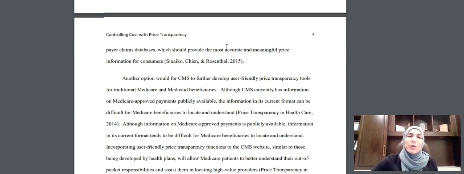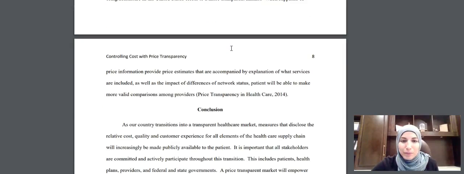The whole idea for the health policy analysis is not only to evaluate your health policy topic through the use of this analysis and provide options to solving this problem statement, but it's also taking it a step further to actually recommend one of those options.